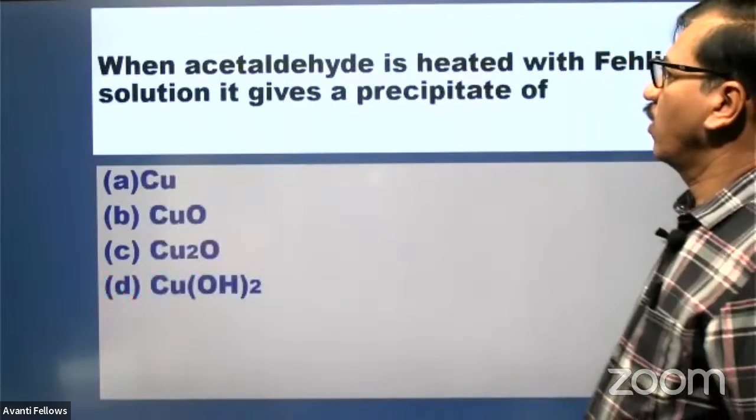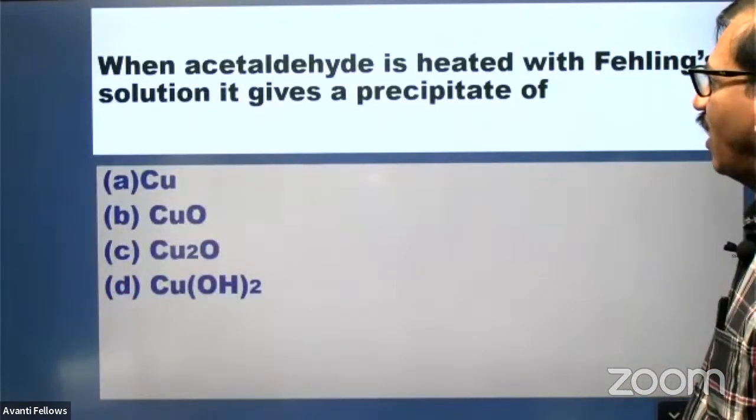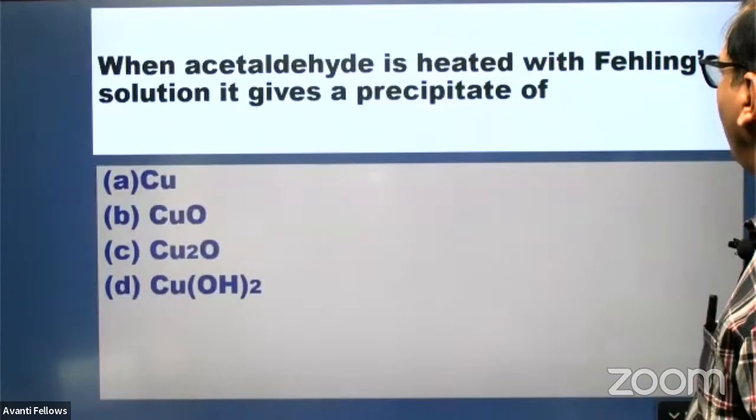3-pentanone. When acetaldehyde is heated with Option C, sir, it gives a precipitate of Option C, Fehling's solution.